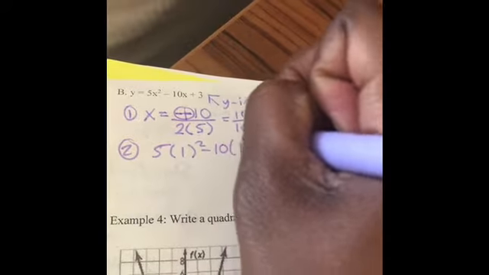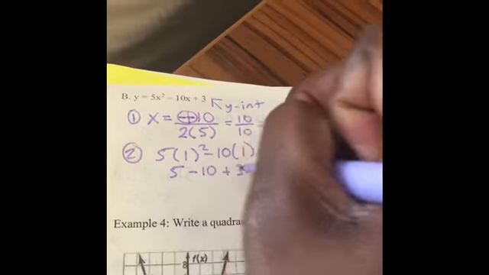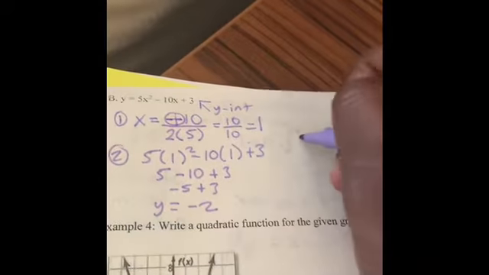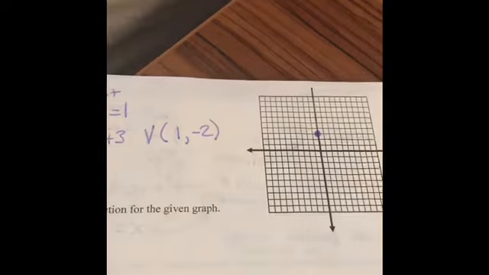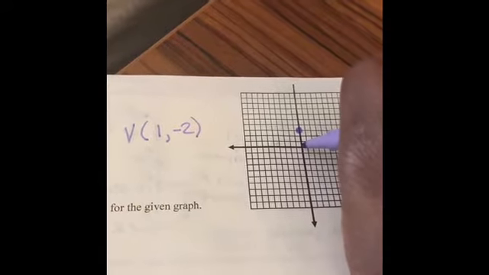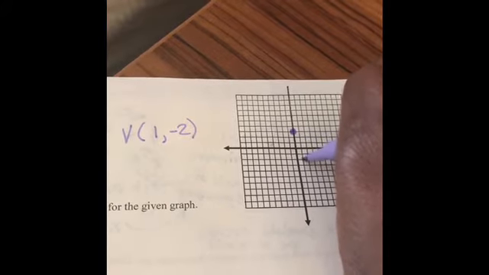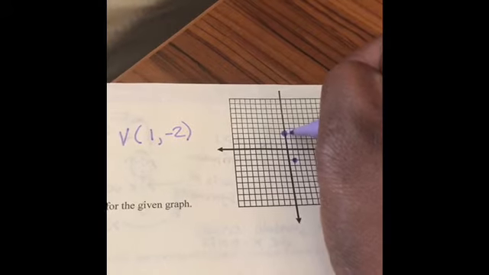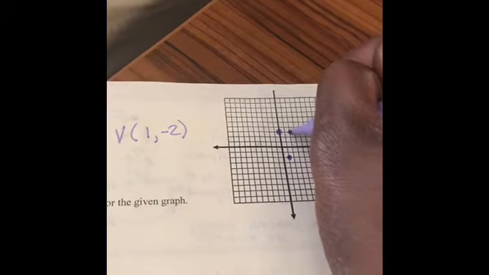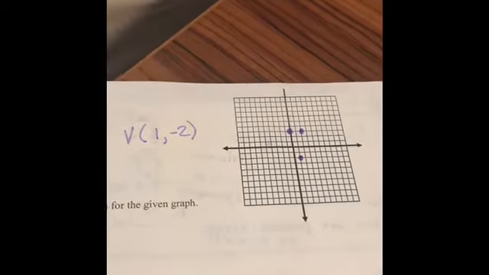Step 2, we're going to plug it all back in. 5 times 1 squared minus 10 times 1 plus 3. So that gives us 5 minus 10 plus 3. -5 plus 3 means our y is going to equal -2. So our vertex is going to be 1, -2. Come over here. We're at 1, -2, our vertex. So that means the axis of symmetry goes down the middle there. So if our y-intercept is 3, I'm there. And then one more point right there on the side.